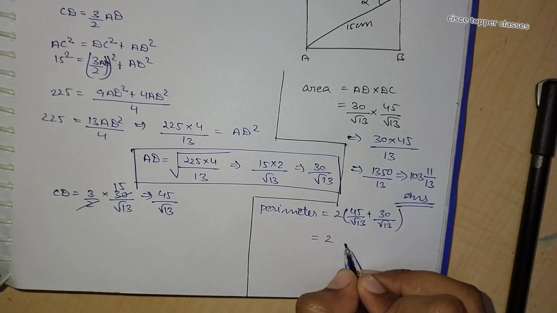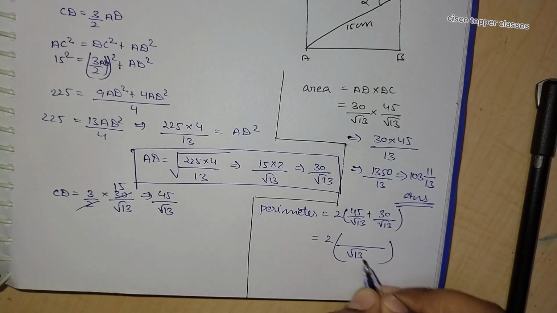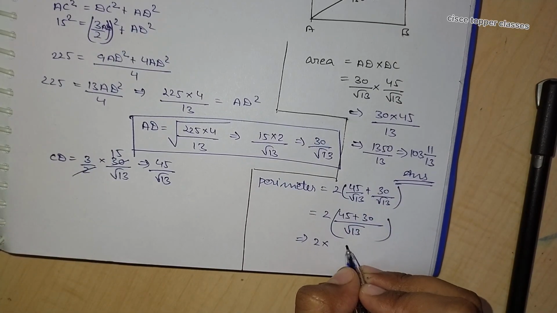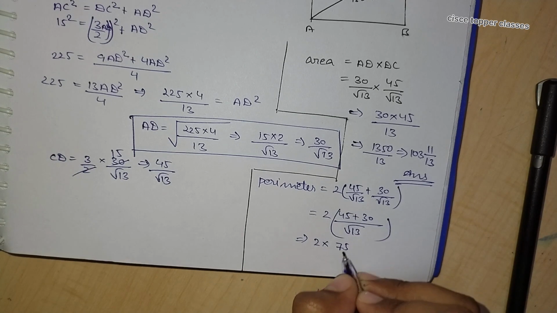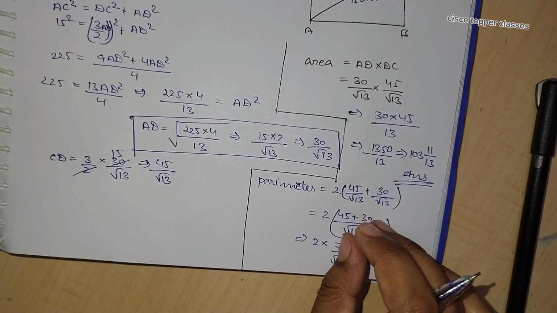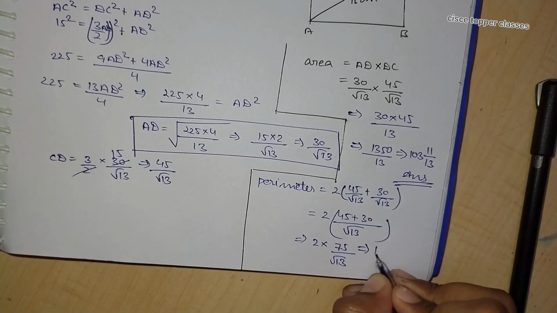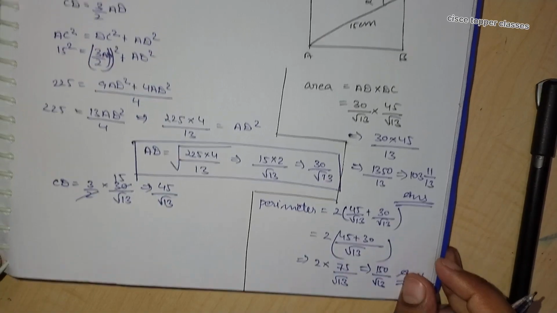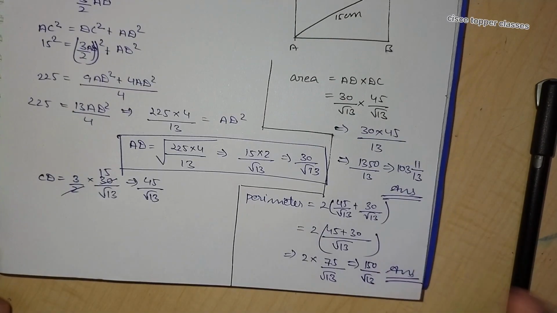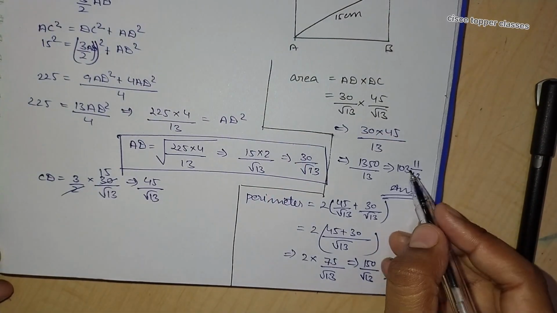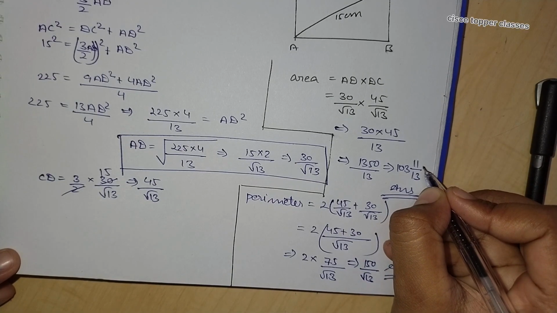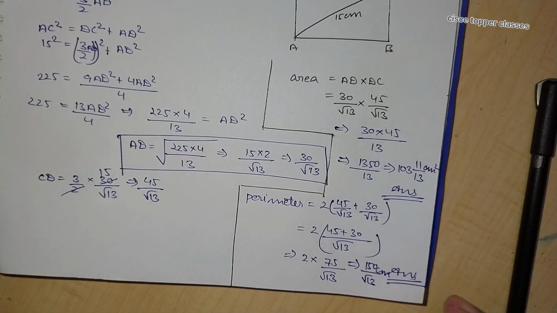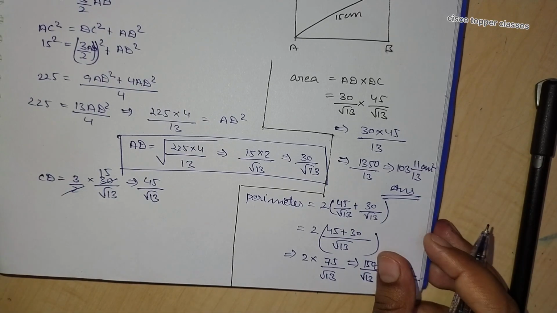So we will take the LCM here, 2, and under root 13 we will take the LCM, which will be 45 plus 30. So we can write 45 plus 30 as 2 into 5, and here 75 divided by under root 13. So the final answer will be 150 divided by under root 13. So this is the answer of the second part here. So this is the final solution of 29th question, and the area we have to find. So area is 103 11 by 13 centimeter square we can write, and perimeter is 150 divided by under root 13 centimeter. So this is the answer of the first and second part of this question.